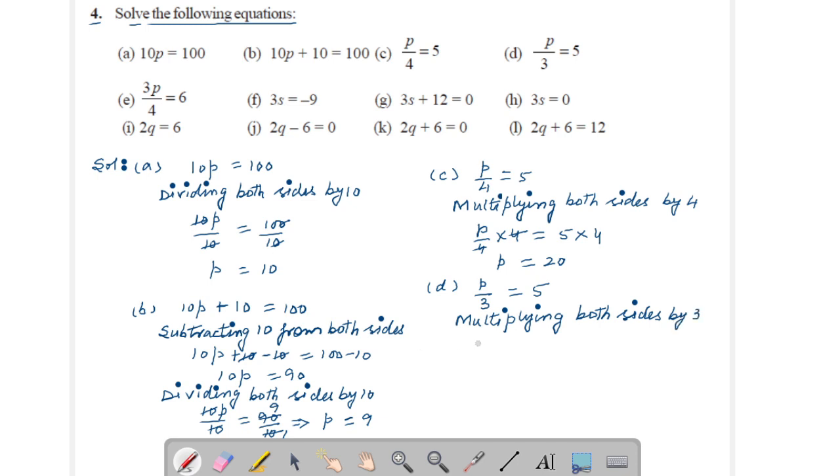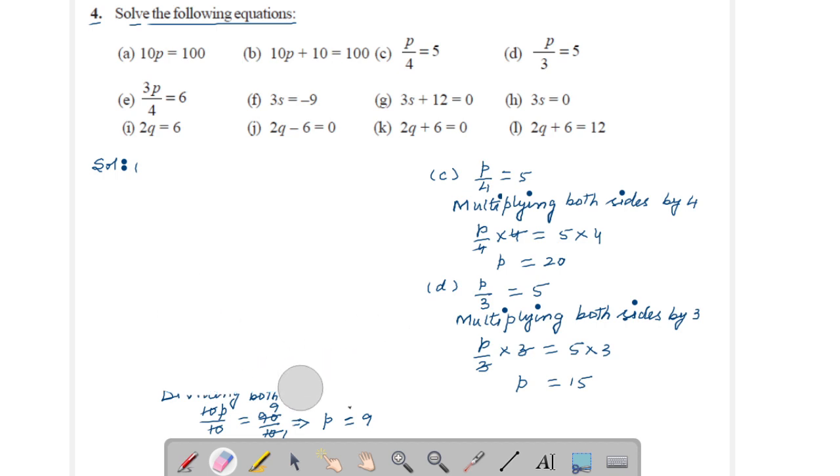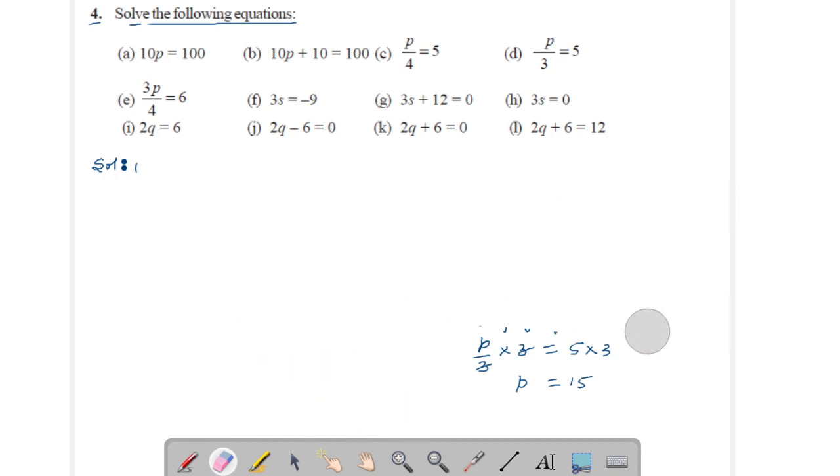What will you get? P upon 3 into 3 equal to 5 into 3. Here you can cancel 3 by 3. What is left? P equal to 5 threes are 15. P equal to 15 is the solution of given equation. Now come to E part.